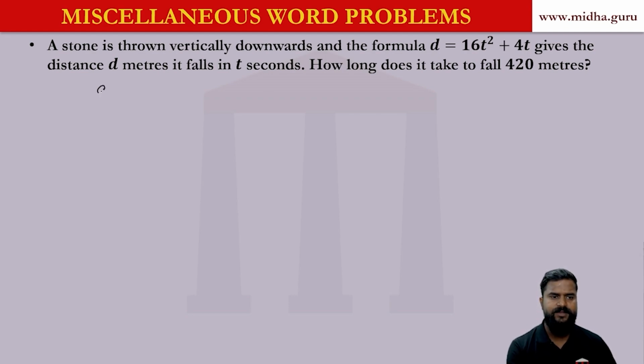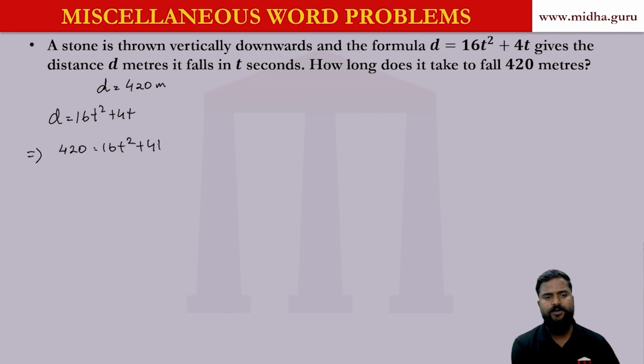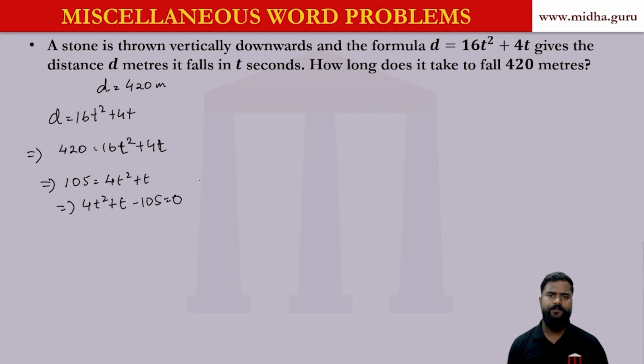420 meters, which means the distance is given as 420 meters. Now we know that the formula is d is equal to 16t square plus 4t. So we'll just put d, that is 420, is equal to 16t square plus 4t. So we'll divide this entire equation by 4. We'll get 105 is equal to 4t square plus t. And bringing this to the other side, we'll get 4t square plus t minus 105 is equal to 0.